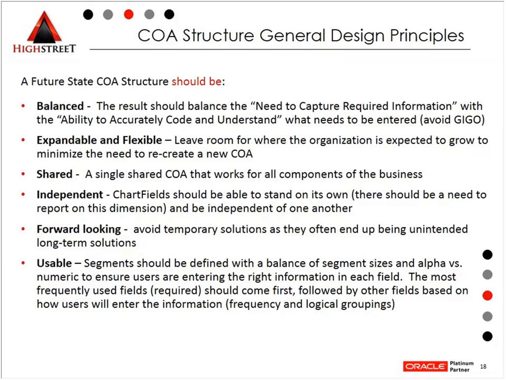And finally, you want to make sure that your COA is going to be usable. So you want to make sure that you have balanced segment sizes, that you are alternating your alphanumeric with your numeric fields. You want to think about the positioning of each field, how it lines up with the most frequently used fields. For example, accounts are required on all transactions, so you might want to make sure accounts are listed sooner in your chart of account structure than, say, projects, because maybe you have many transactions that don't require projects.